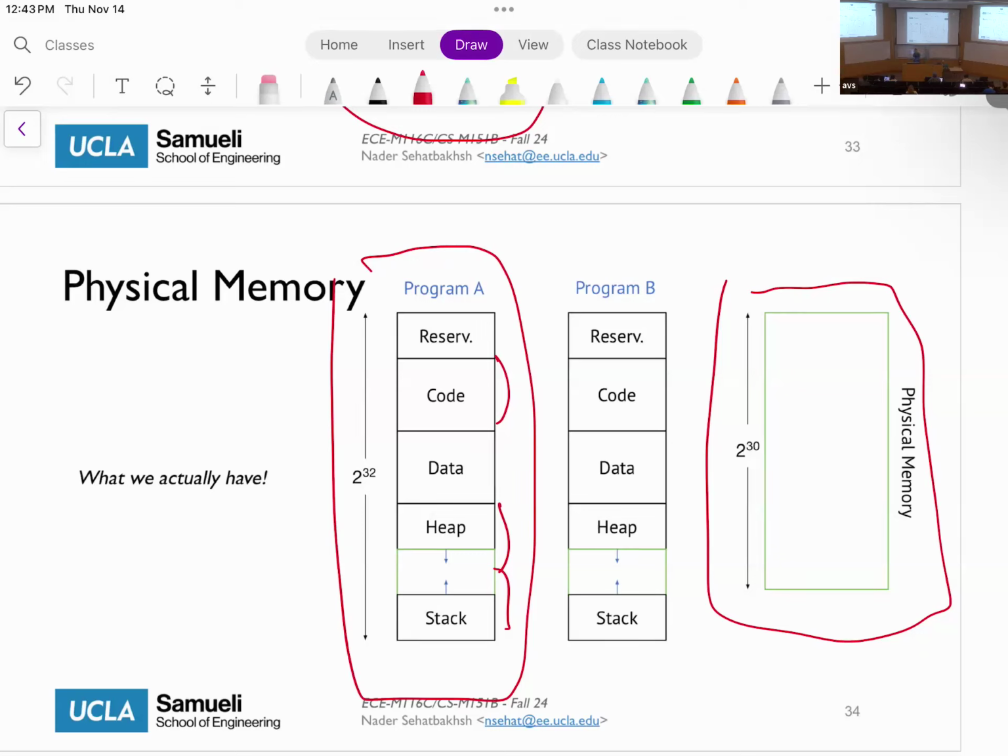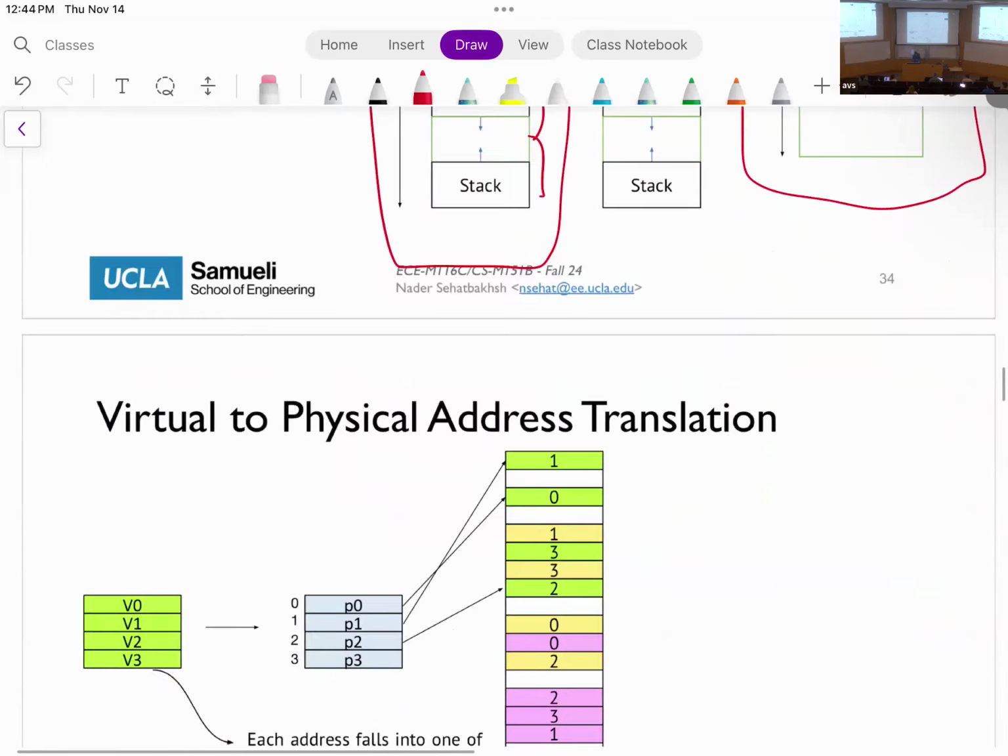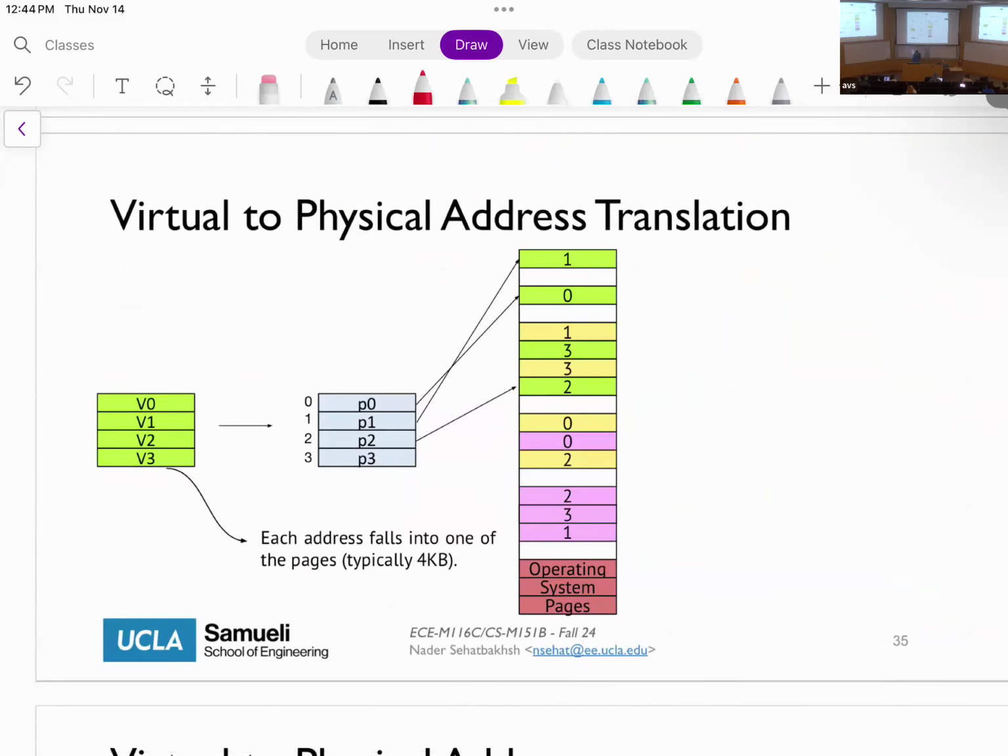But again, in most cases, the reason that this actually works is that although you have this illusion as a programmer that you have access to everything you want, the operating system and the hardware do not allocate all the pages at the beginning of the program. It's only based on the demand. So if you need more data, they will allocate more pages for you. Okay?